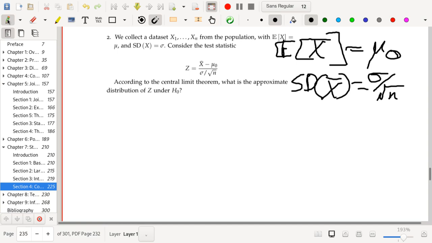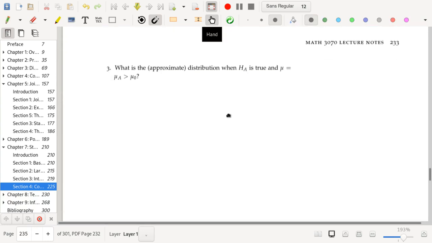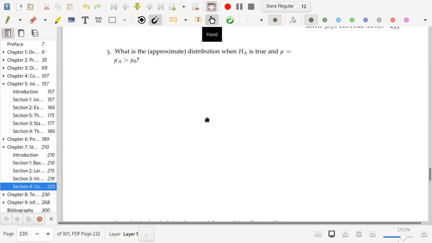So if this is the case, then we have a sample mean minus its population mean divided by its standard error, which is the statistic's standard deviation. According to the central limit theorem, the distribution of this statistic should be the standard normal distribution asymptotically. All right, so that's going to matter when we're trying to compute p-values.